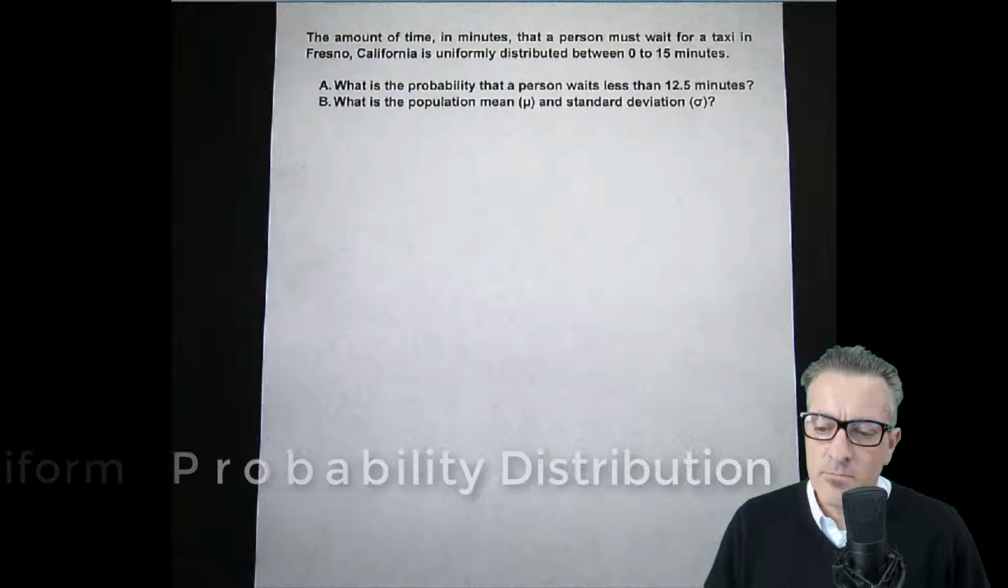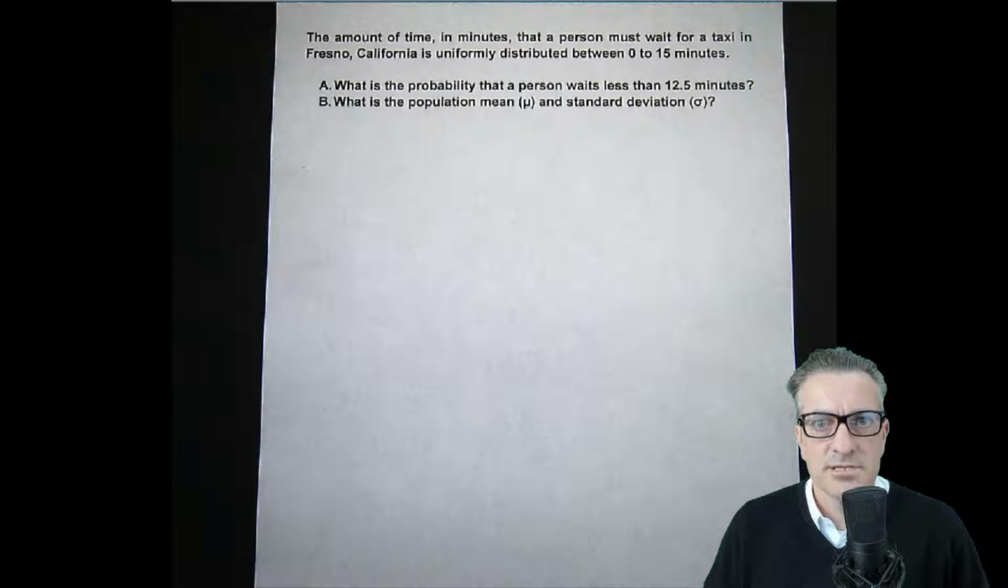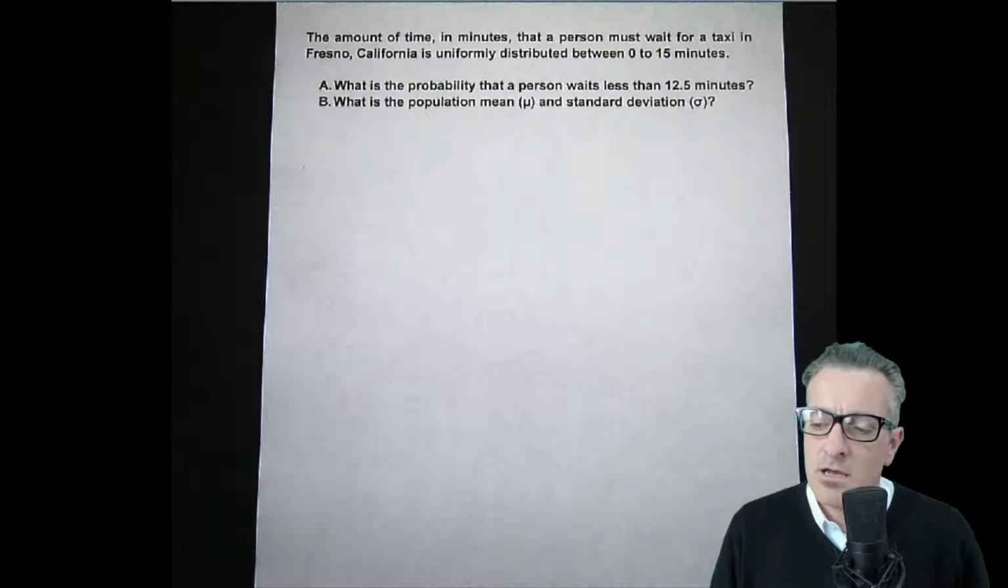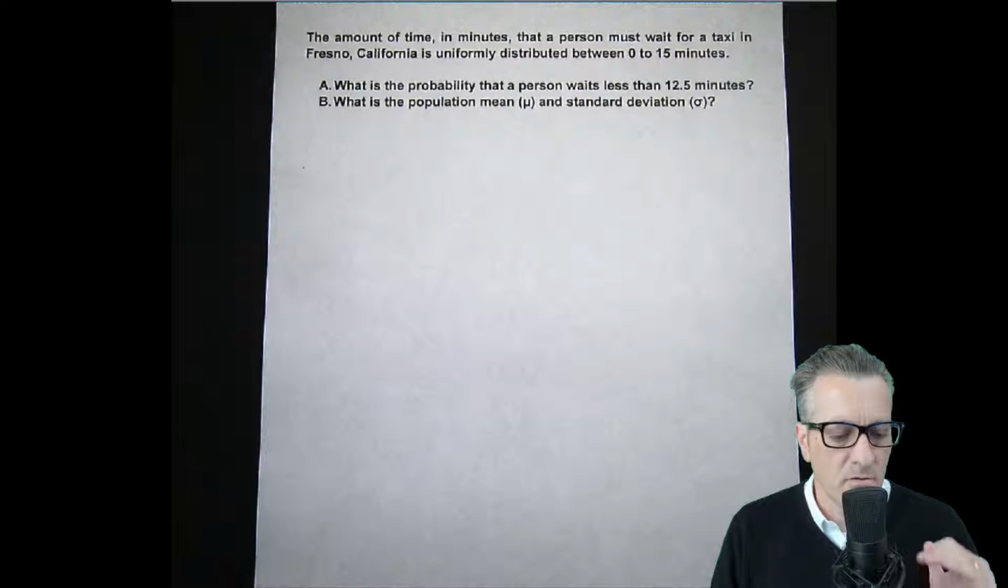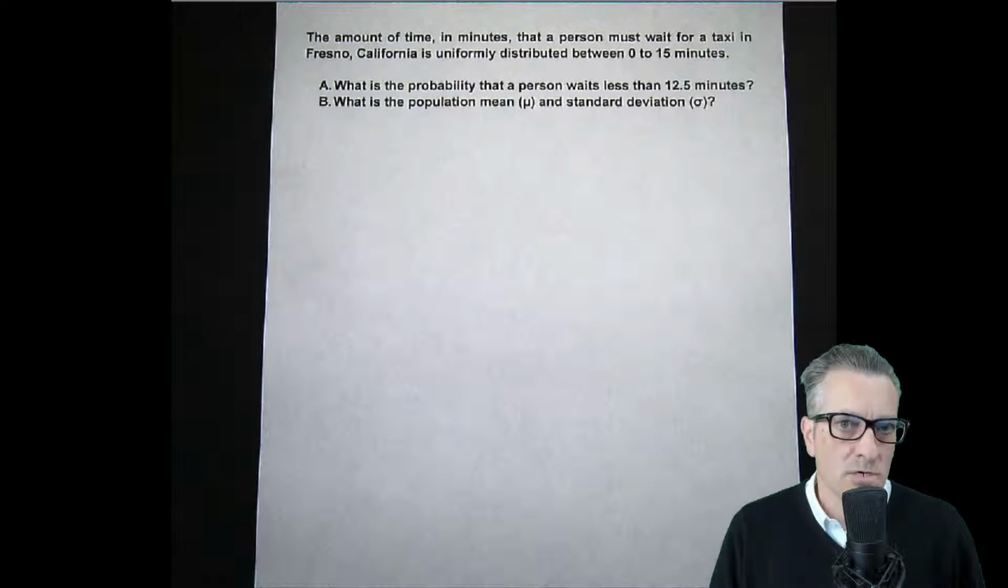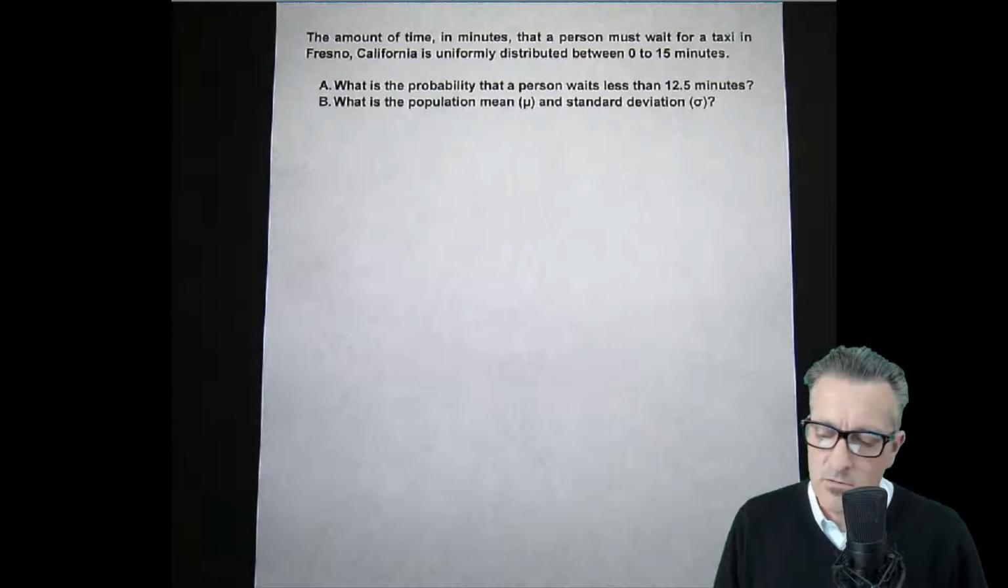With a uniform probability distribution, also known as a rectangular distribution, the probability is the same within the whole distribution. Whether it's a range from the lowest to the largest, in our case 0 to, say, 15 minutes, it's the same probability of occurrence, and that makes it a rectangle.